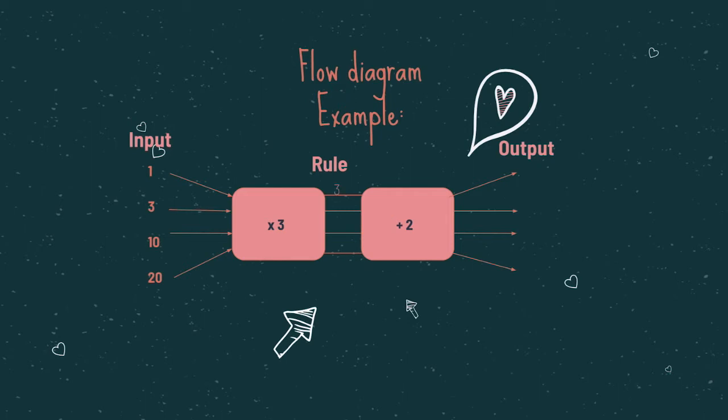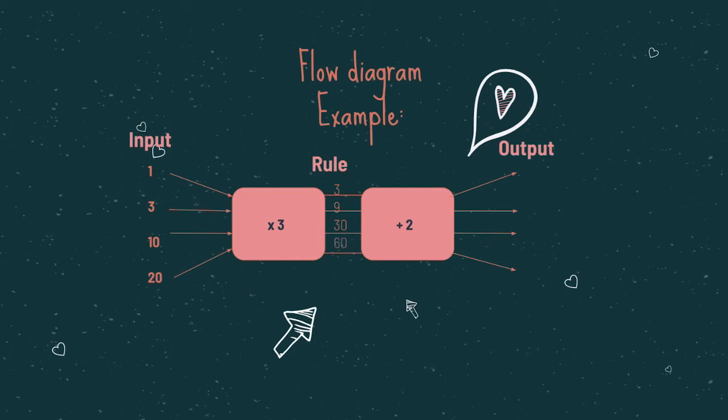Okay, now we will take our 3. 3 times 3 gives you the answer of 9. 10 times 3 gives you 30. And then the last one, 20 times 3 gives you 60.